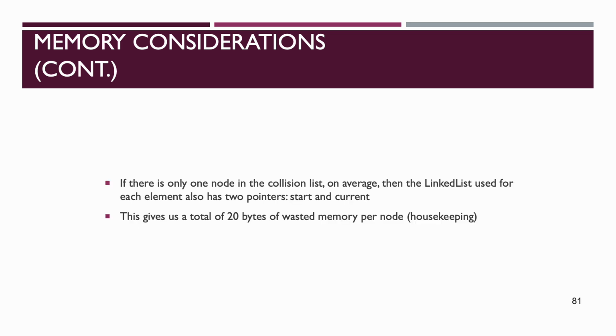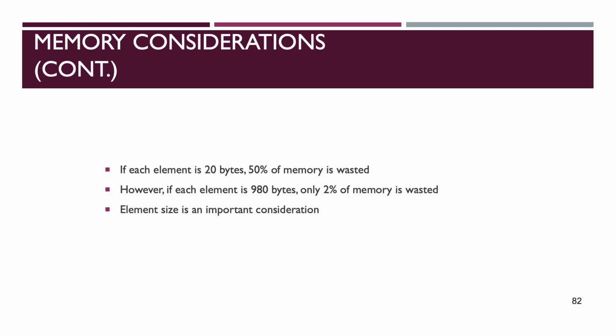So if there is only one node in the collision list on average, then the linked list used for each element also has 2 pointers, start and current. This gives us a total of 20 bytes of wasted memory per node. So if each element is 20 bytes, 50% of memory is wasted. However, if each element is 980 bytes, only 2% of memory is wasted. Element size is an important consideration.